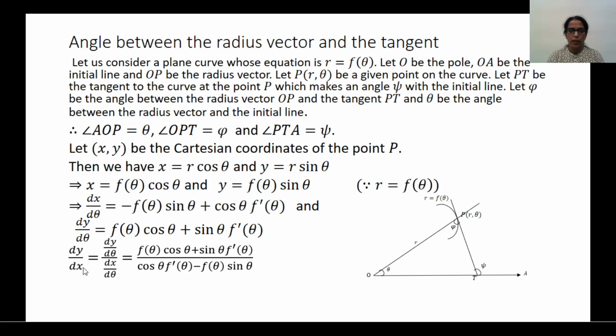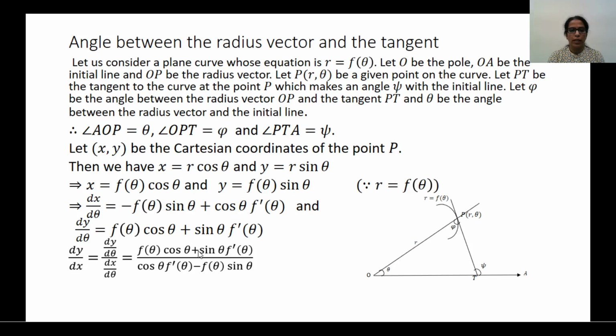Now find out dy by dx. So what is dy by dx? It's nothing but dy by d theta whole divided by dx by d theta. Now divide these two equations. So you will get f of theta into cos theta plus sin theta into f dash of theta whole divided by minus f of theta sin theta plus cos theta into f dash of theta.